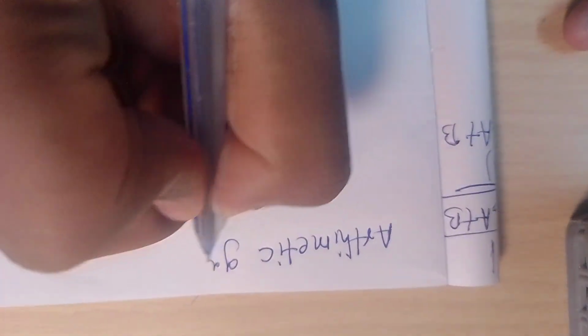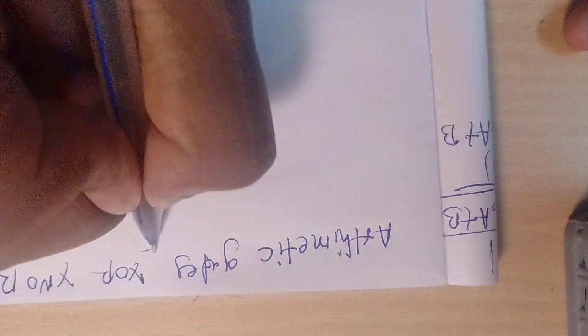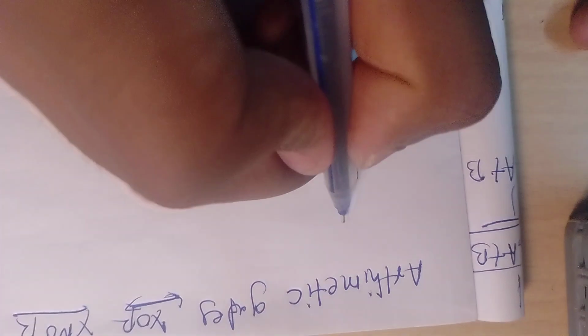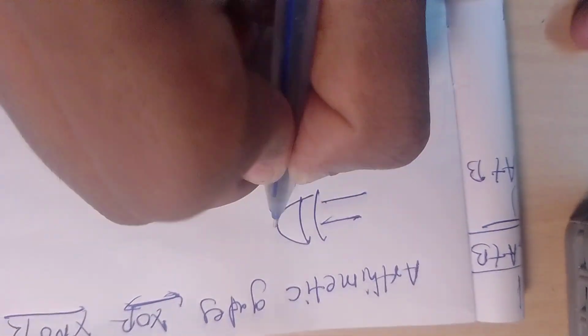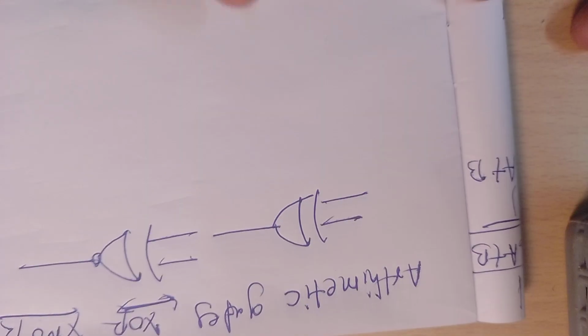For the OR gate, if one of the inputs is 1, we get output 1. Now let's see the arithmetic gates. The XOR and XNOR are my arithmetic gates. This is the XOR gate symbol, and this is the XNOR gate.